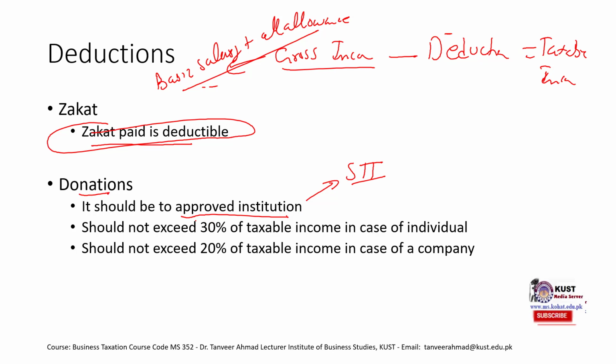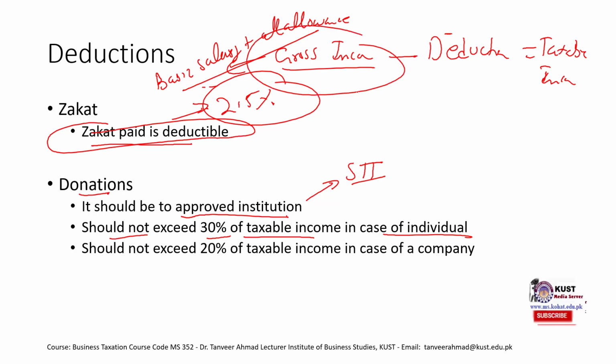We will discuss it in a while. But as compared to zakat, although there are also limitations of zakat as discussed in the Zakat and Ushr Ordinance, we pay zakat at 2.5% of our wealth. In case of donations, it should not exceed 30% of total taxable income in case of an individual. So whatever our gross income is, this donation should not exceed 30% of that income.